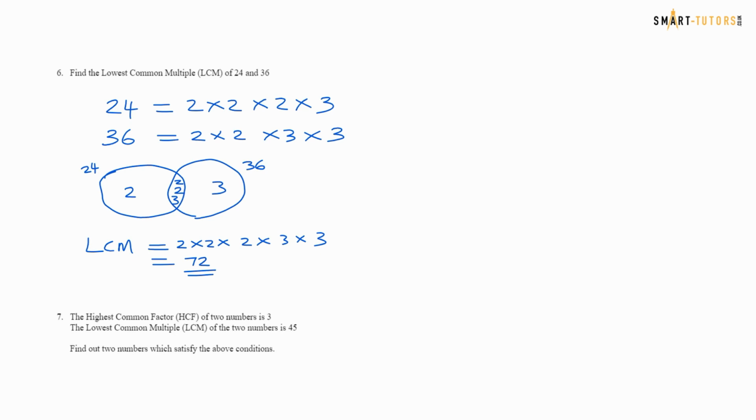Question number 7. The highest common factor of two numbers is 3. So the two numbers we don't know. I'm going to do this question with the Venn diagram method. Very easy. We don't know what this number is, we don't know what this number is, but the highest common factor of the two numbers is 3. So the highest common factor has to be in the middle, right?